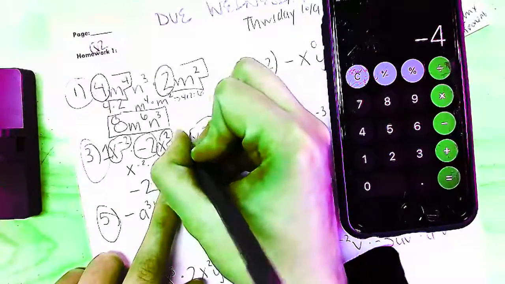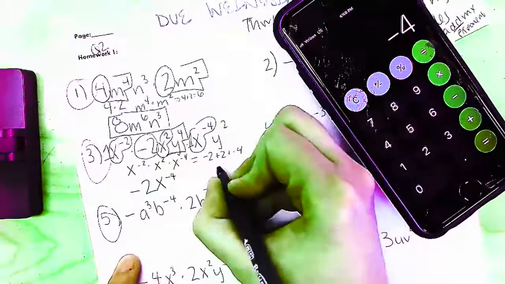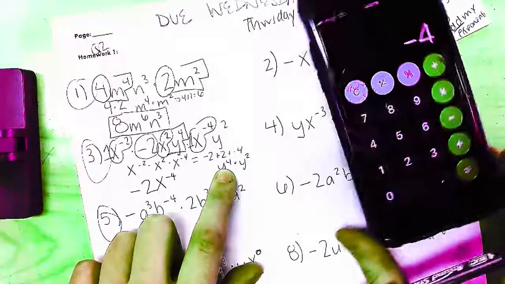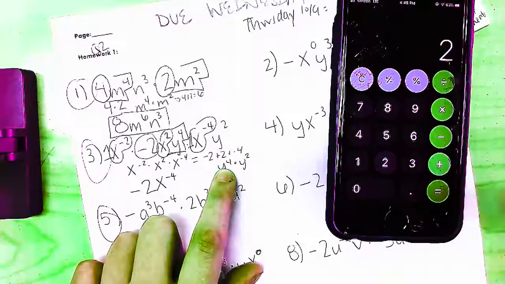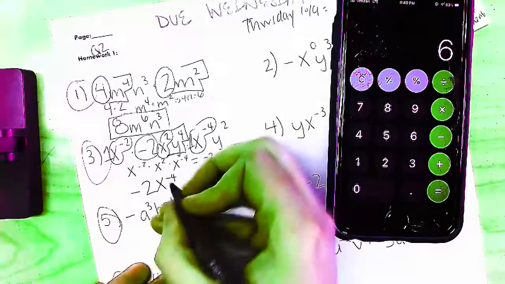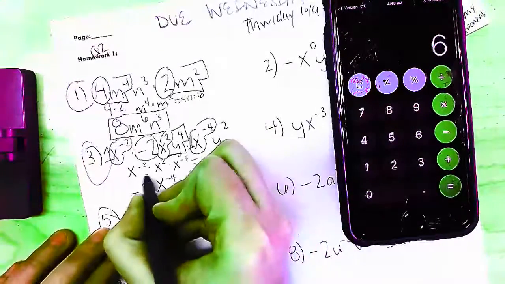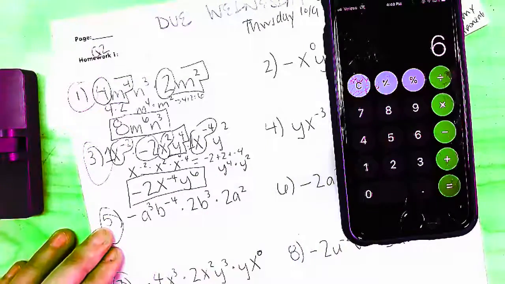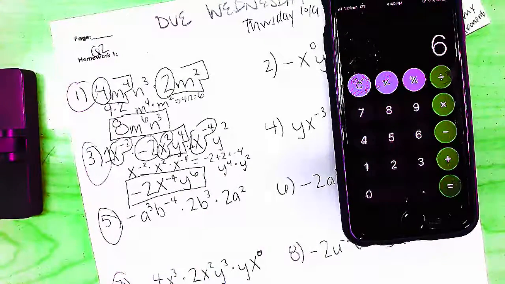Lastly, I have these y's. So I have a y to the 4th times y to the 2nd. I add up those exponents in case I wasn't sure. 4 plus 2 gives me 6. So I have -2 x to the -4 y to the 6th. Excellent.